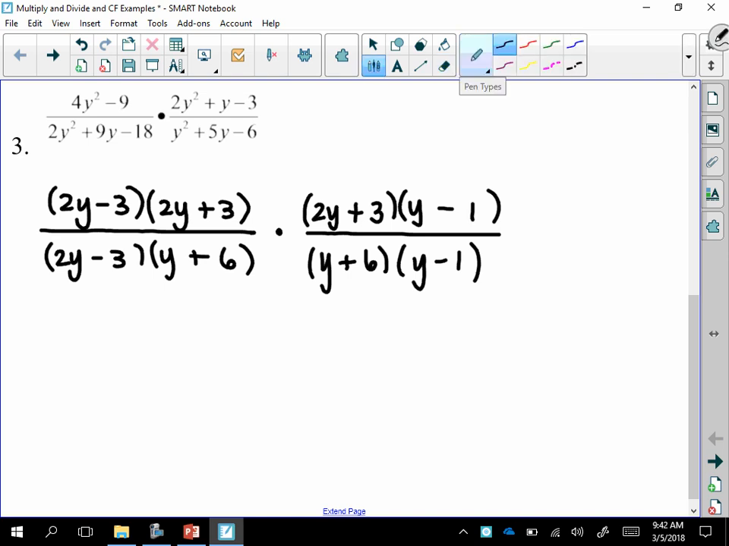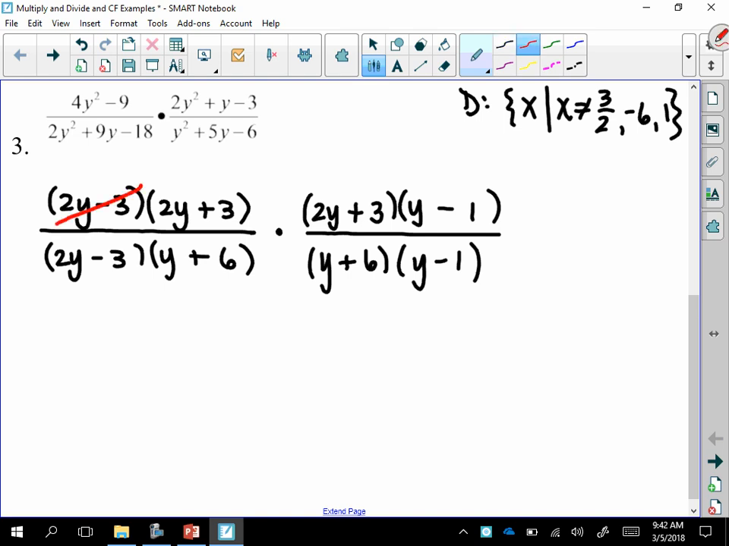All right, so we have factored everything. Of course, before we do any canceling, we have to find the domain. And what can x not be? 3 halves, negative 6, and 1. Yeah, that's true. That's it? Okay. And then now we're ready to start canceling anything that will cancel.